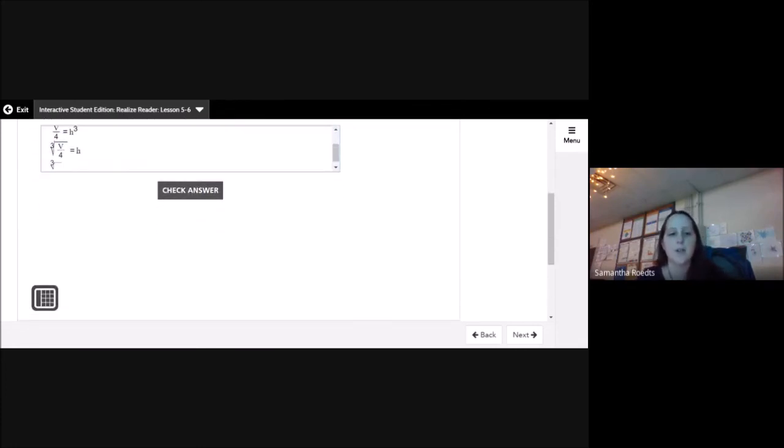So 640 divided by 4 equals h. So 640 divided by 4 is 160. So h is approximately 5.43 centimeters. So the length is double that, is about 10.86 centimeters.